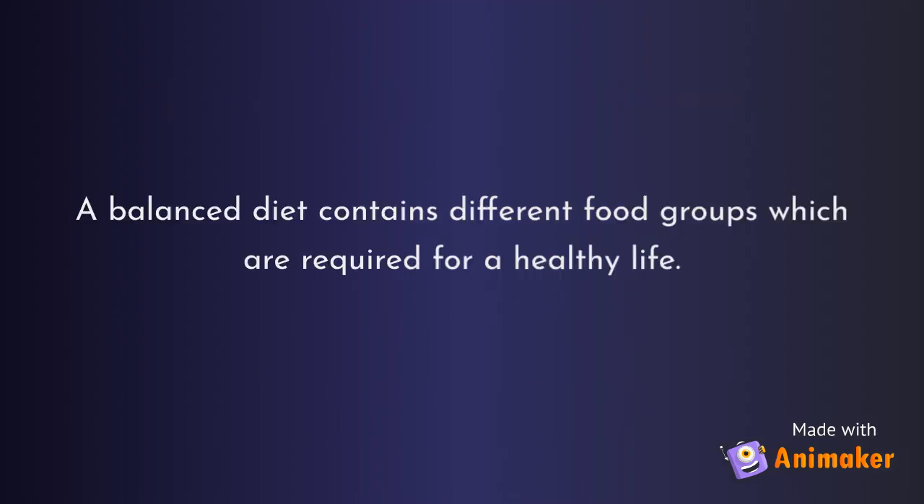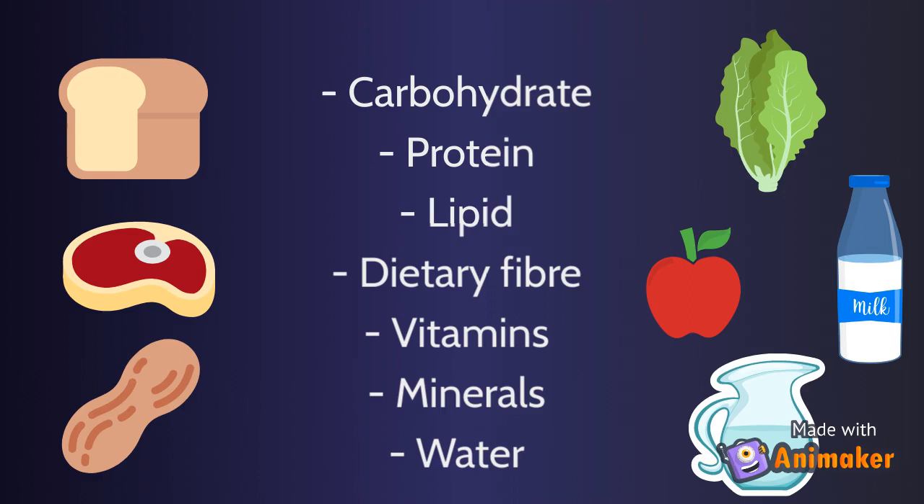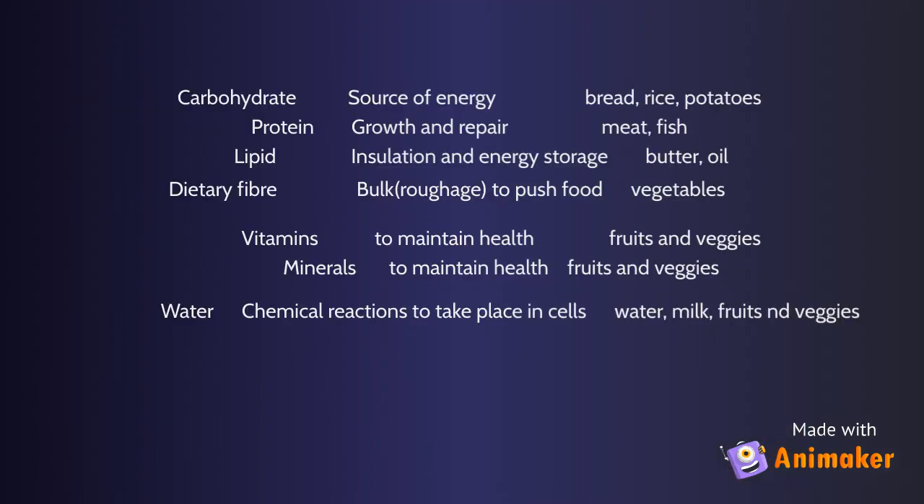So a balanced diet is a type of diet which contains different food groups. Now there are food groups which are really vital for our body. So there are carbohydrates, proteins, lipids, vitamins, minerals, dietary fiber, and water. Now let's look at the function and the sources of each food type.